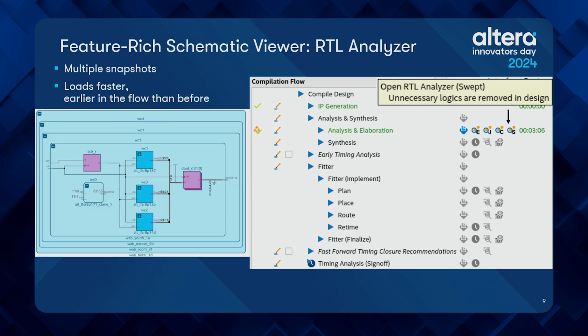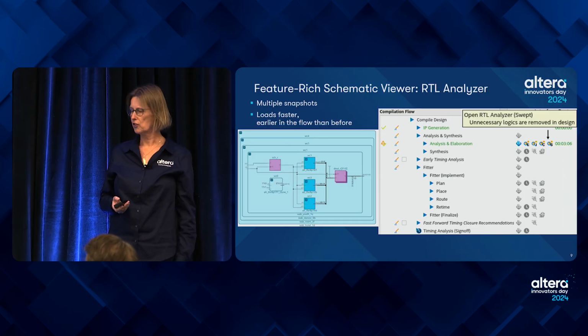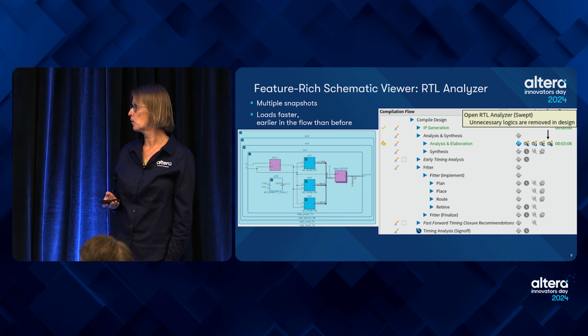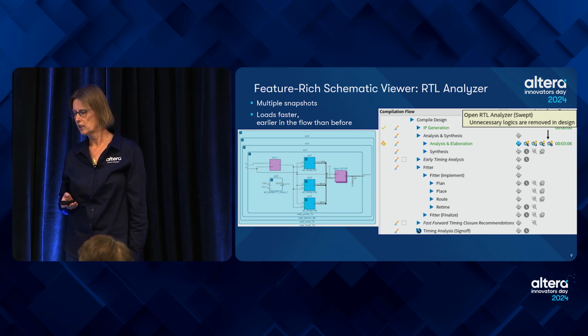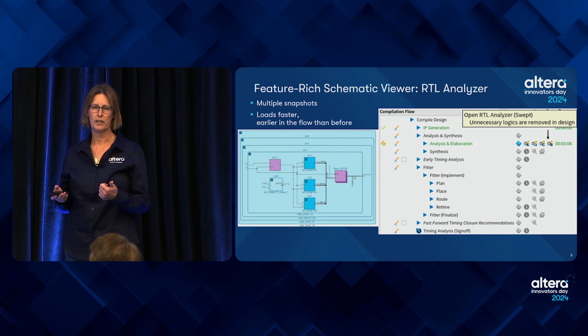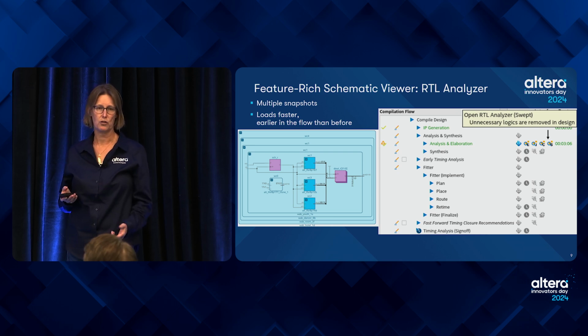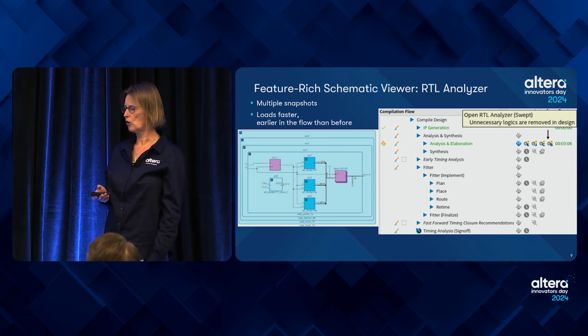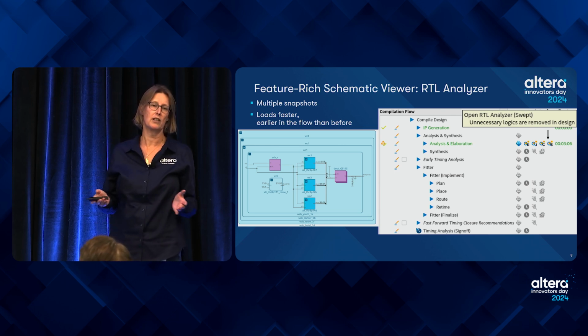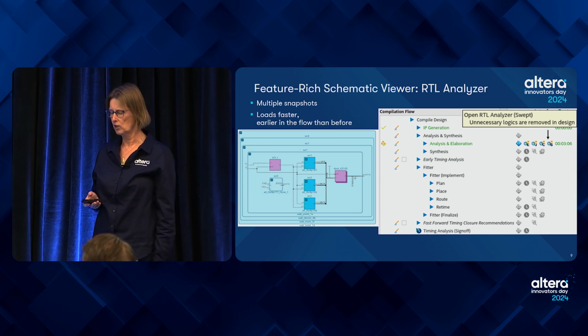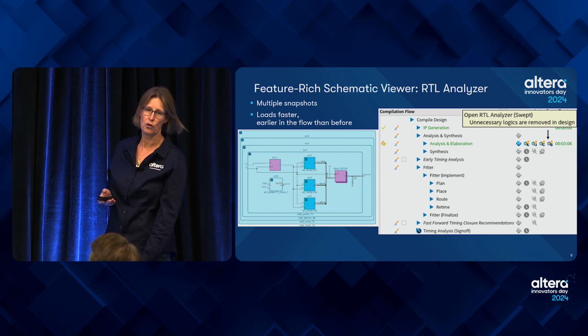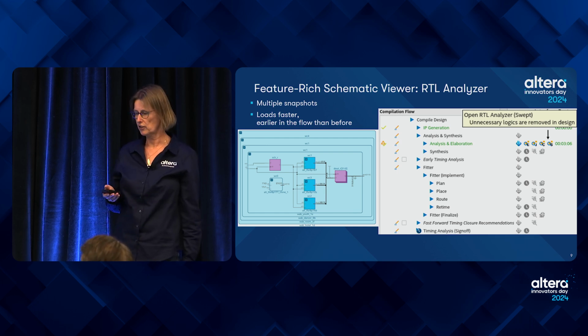The last one is swept. At the end of analysis and elaboration, we run an optimization step. It's basically the first optimization step that we run. It's called sweep, and it removes redundant logic. That's logic that's stuck at a constant, or logic that has no fan out, so it's not actually used in the design. And we propagate all of this across all the hierarchy boundaries to make the netlist as small as possible. So this swept view will show you the schematics after that first step.